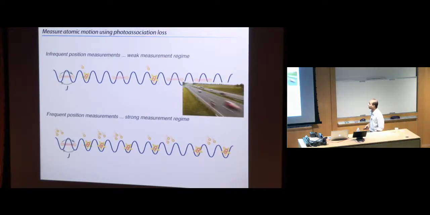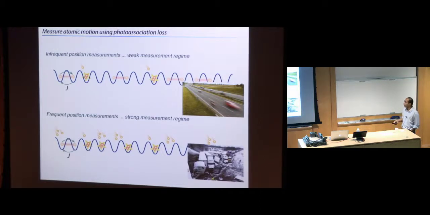So this is very much like the infrequent position measurements, or the weak measurement regime, is a bit like this photograph where the cars are pretty sparsely spaced. They're moving around really quickly, and I can't locate them, but everything looks good, and I start shining more and more light on them to see exactly where they are, and usually nothing good happens. Okay. This is our classical expectation.